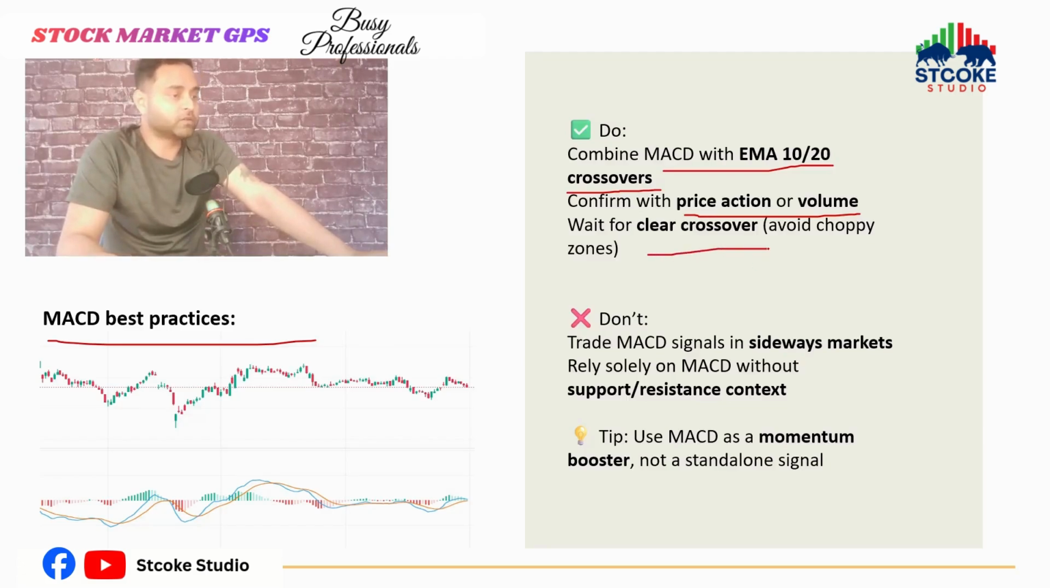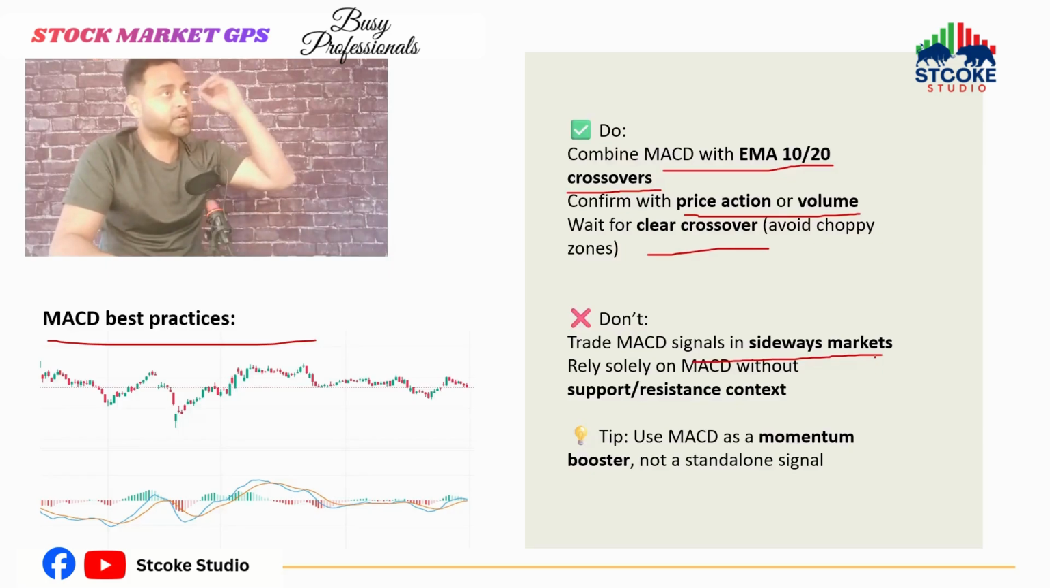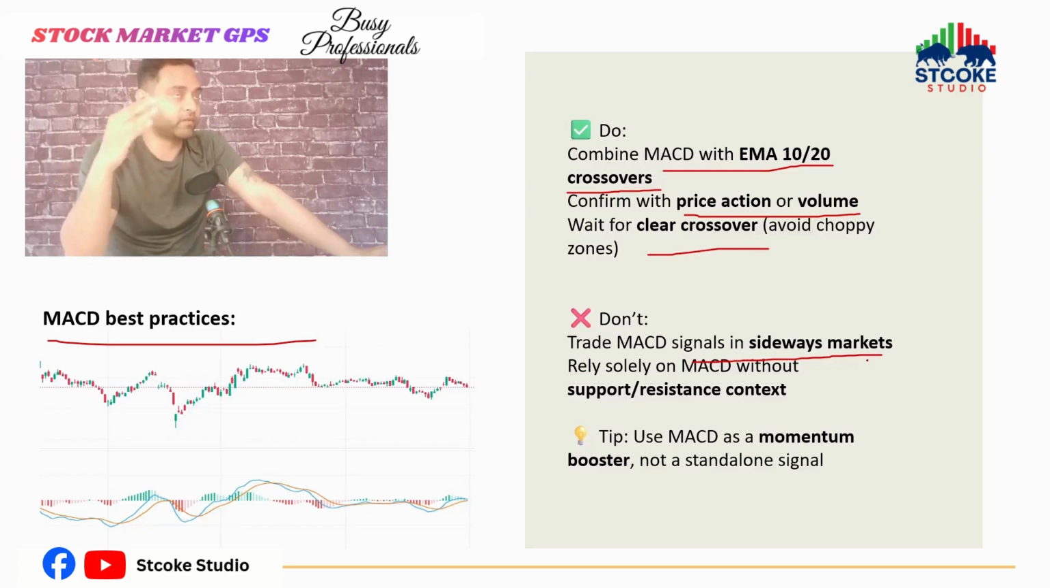And wait for a clear crossover. Where they are getting intertwined and a clear crossover is not happening, you should avoid trading. MACD signals you should avoid in a sideways market. Sideways market means where RSI is between 40 to 60 zone, or price is not taking a clear direction and it is range bound. It is hovering within a particular range.